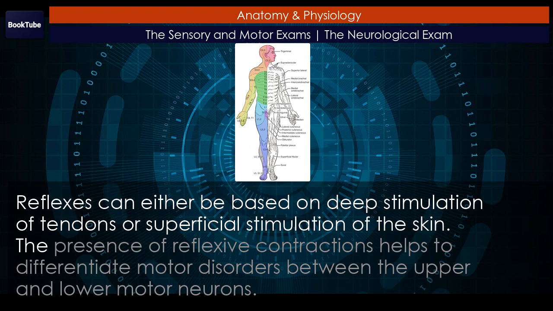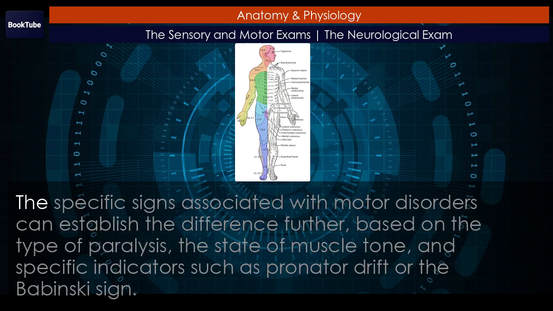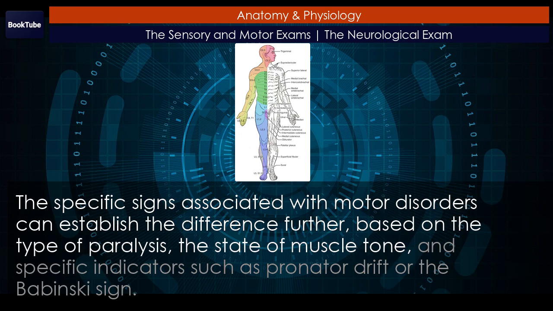The presence of reflexive contractions helps to differentiate motor disorders between the upper and lower motor neurons. The specific signs associated with motor disorders can establish the difference further, based on the type of paralysis, the state of muscle tone, and specific indicators such as pronator drift or the Babinski sign.